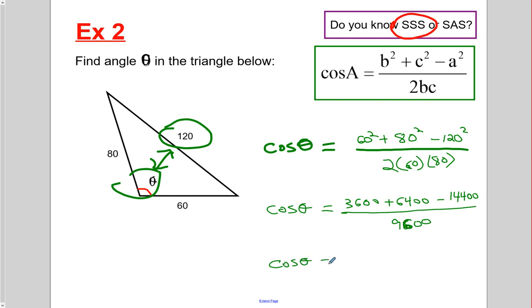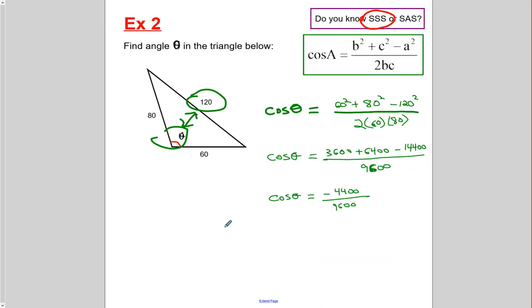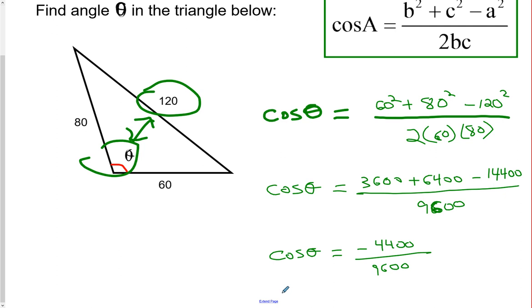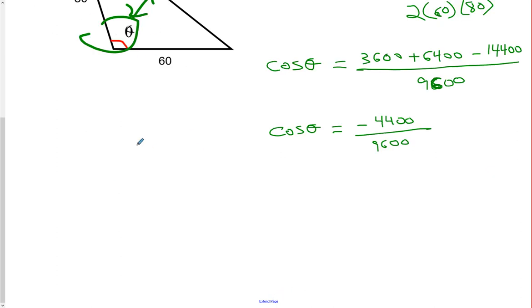Now I can do my adding and subtracting on the top. 3,600 plus 6,400 minus 14,400. That's actually going to give me a negative number. I wonder what that's all about. Why would it give me a negative number? Isn't that strange? It's not actually strange, but at first glance it might appear strange. Okay, so here's something I know. I know because I'm getting a negative number that my angle is going to be bigger than 90 degrees.